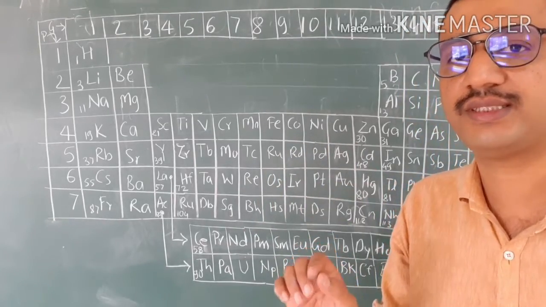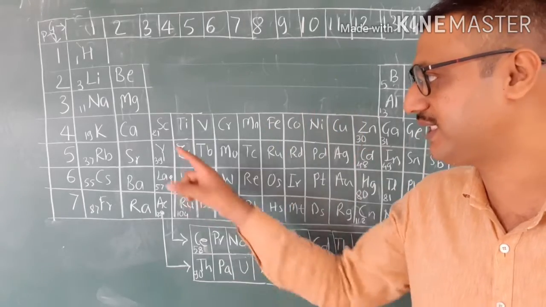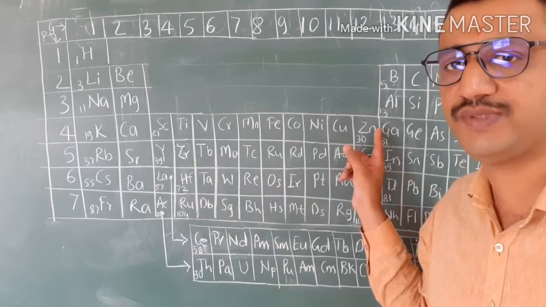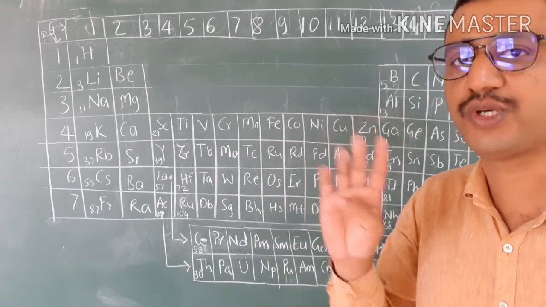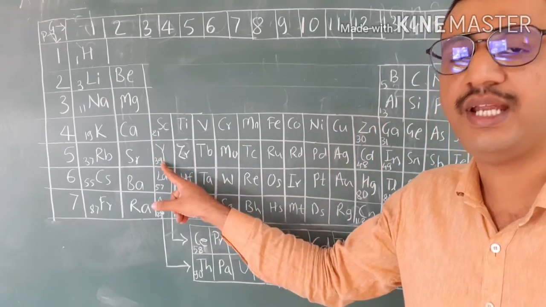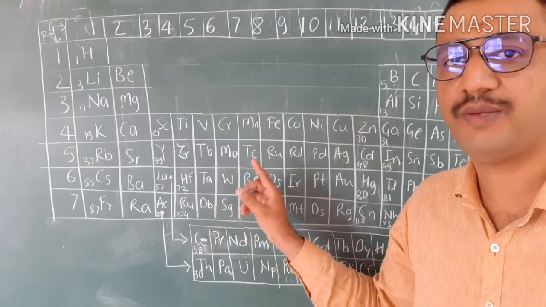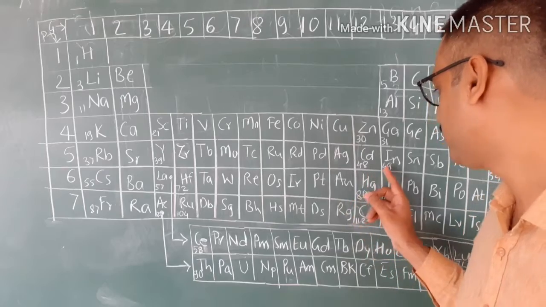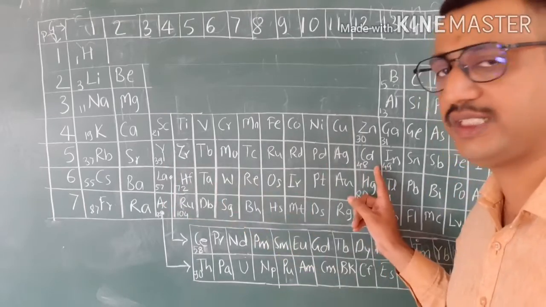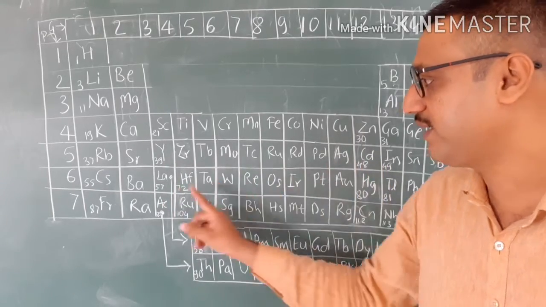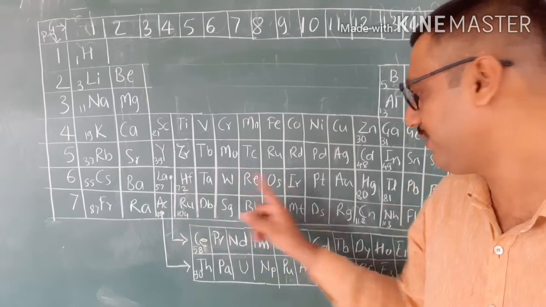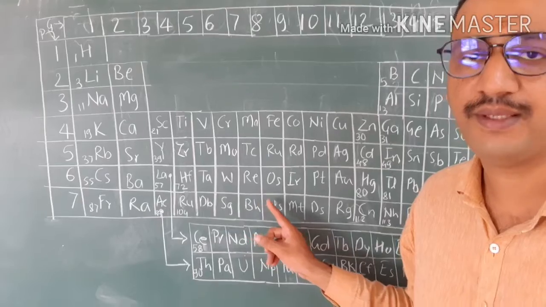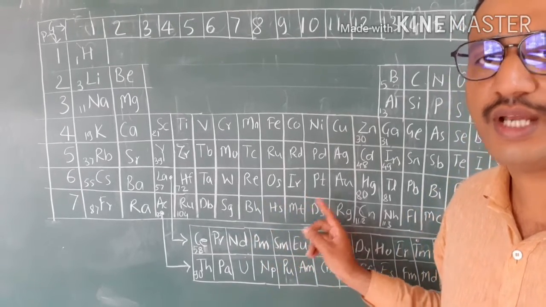So D block elements: there are four series of D block elements. The first transition series, that is the 3d series, starts with scandium and ends with zinc. The second transition series, the 4d series, starts with yttrium, zirconium, niobium, molybdenum, technetium, ruthenium, rhodium, palladium, silver and cadmium. So these elements belong to the 4d series or second transition series. Then lanthanum and hafnium to mercury: hafnium, tantalum, tungsten, rhenium, osmium, iridium, platinum, then gold and mercury.